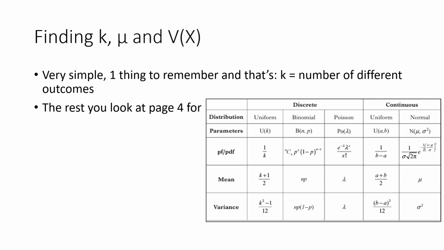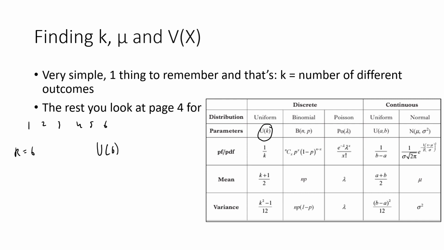So how do you find the mean and variance of a discrete uniform distribution? You have to find k first, and k is the number of different outcomes possible. For a six-sided dice, you have 1, 2, 3, 4, 5, 6. So you have 6 possible outcomes, so k is 6. Now, if you want to write a parameter, it's just very simple. It's U and k, which is 6 here.